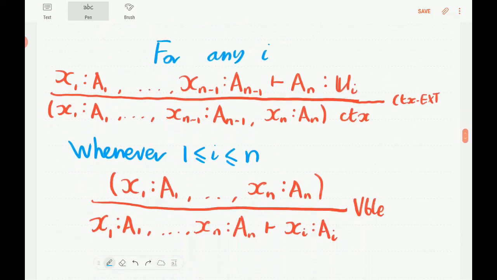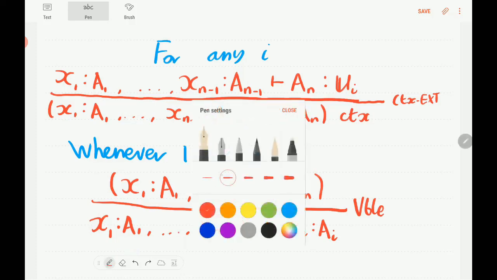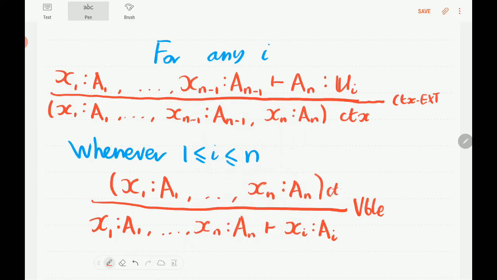And the final rule I want to talk about in this initial batch is this so-called vble rule. And we can think of this as basically giving us this idea of creating instances. So what this rule says is that if we have this well-formed context above the line, which is a list of type declarations, so x_1 is of type A_1 and so on, then what we can do is form this judgment here, where we're basically saying that this context entails any particular type judgment within it.